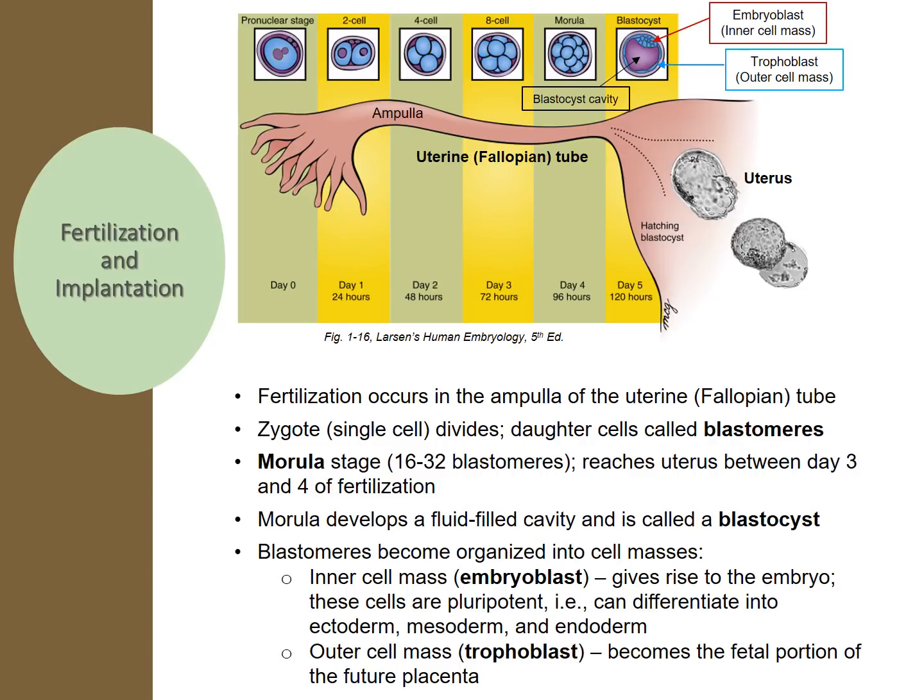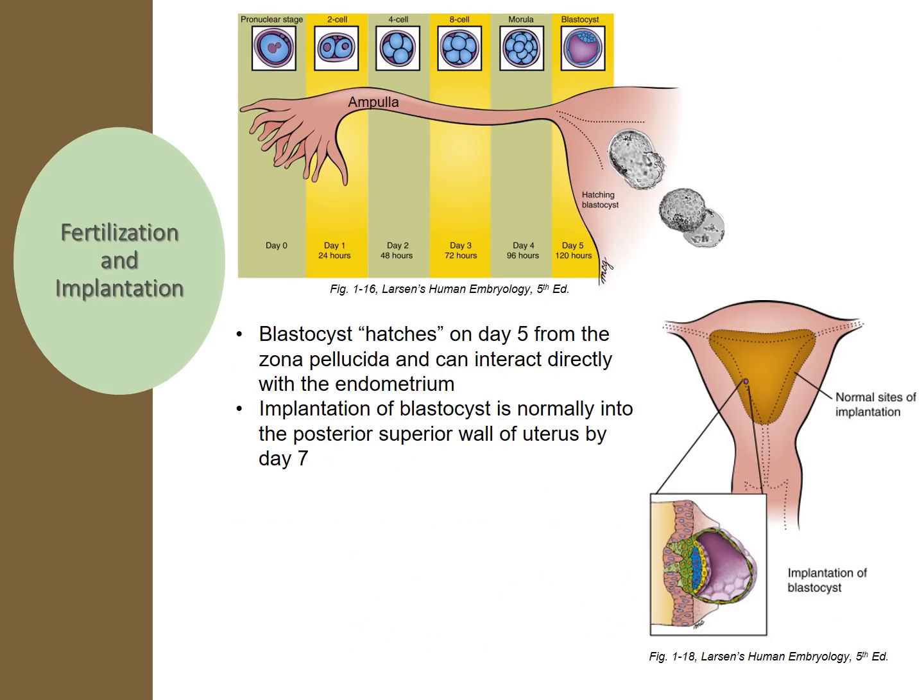Blastomeres subsequently organize into an inner cell mass called the embryoblast, and an outer cell mass called the trophoblast. The trophoblast becomes the future fetal portion of the placenta. Embryoblast cells are pluripotent, meaning they are able to differentiate into ectoderm, mesoderm, or endoderm. By day 5, the blastocyst hatches out from the zona pellucida through enzymatic action and is now free to attach and implant into the endometrial lining of the uterus. The blastocyst typically implants into the posterior superior wall of the uterus by day 7.